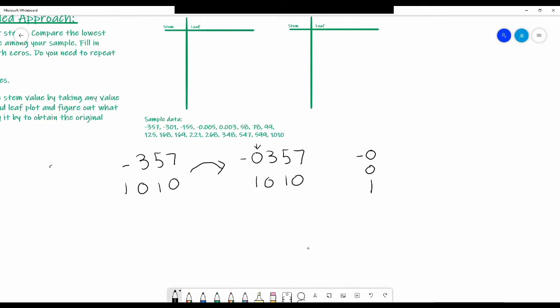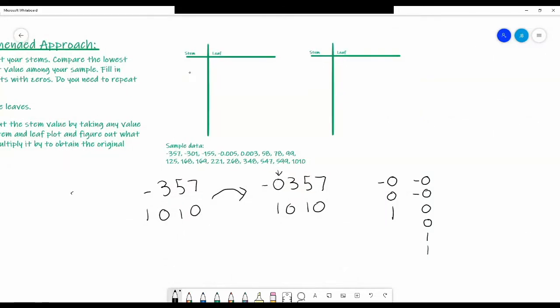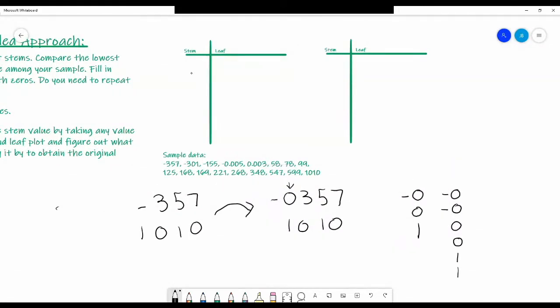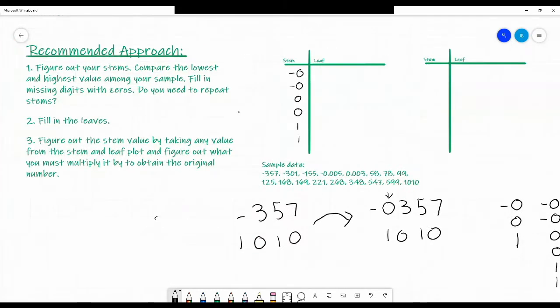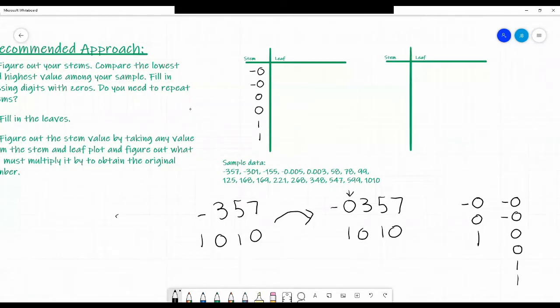Let's try doubling. If we were to double these, -0, -0, 0, 0, and 1, 1, we see that we have 6 stems, which does follow the rule. Let's try this out with 6 stems here. -0, -0, 0, 0, 0, and 1, 1. Our next step would be to fill in the leaves.